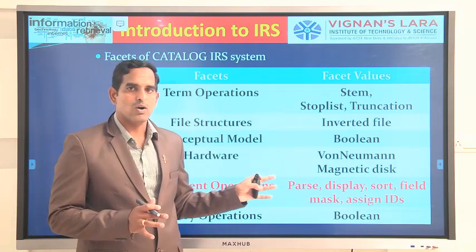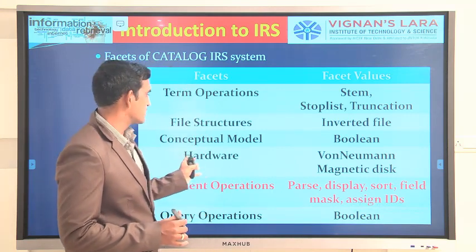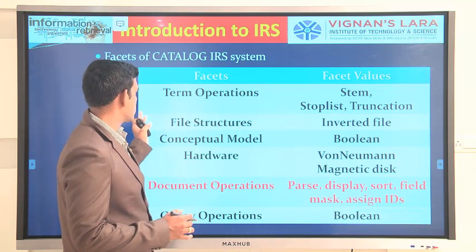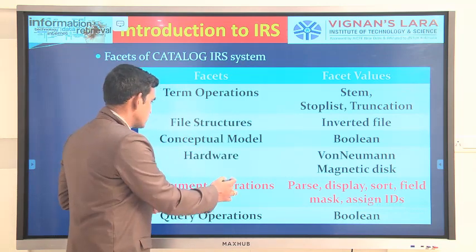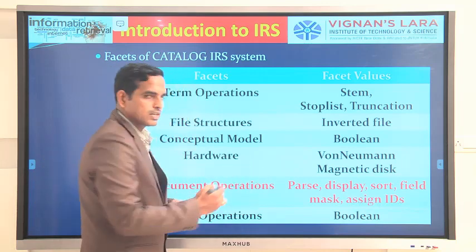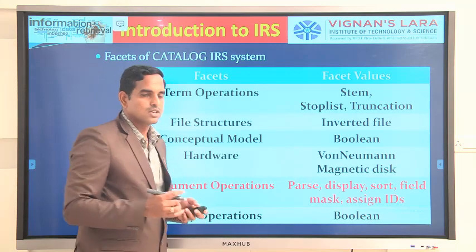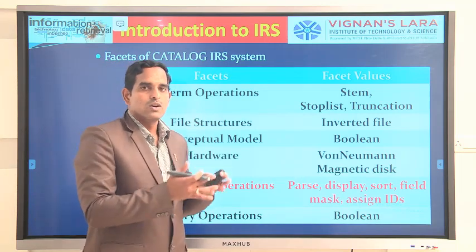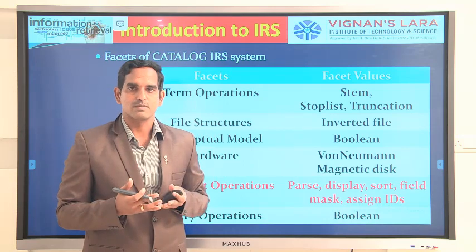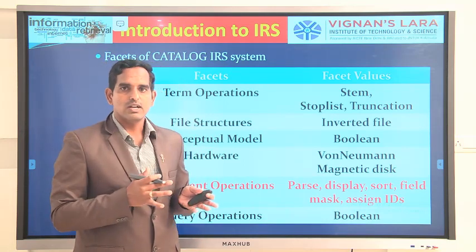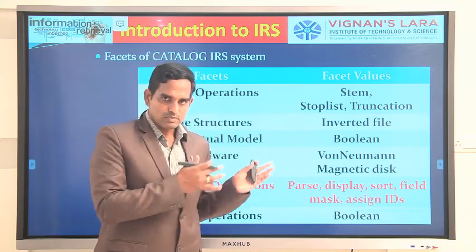So in this session we have looked at three facets of your model. That is, we have looked at the file structures, the conceptual model, and the document operations. In the next session we will be looking at the term operations and the query operations. After that we will be looking at the different IRS systems we have and how to evaluate an IRS system. We will wrap up this session now, and we will continue with the remaining facets of your IRS system.